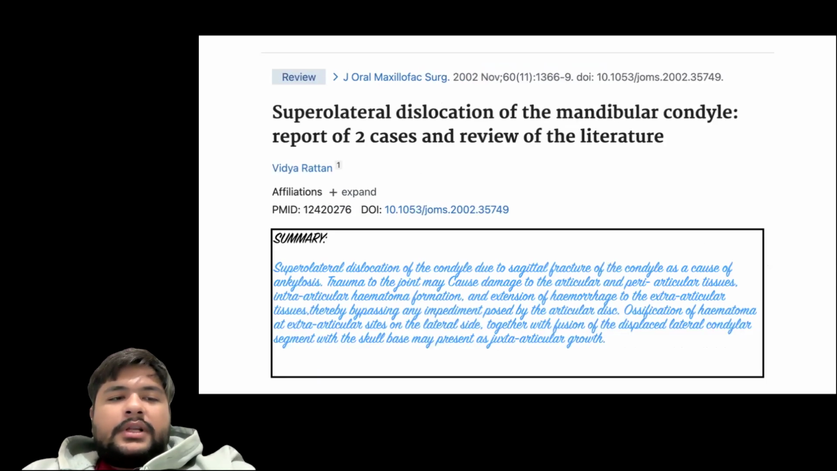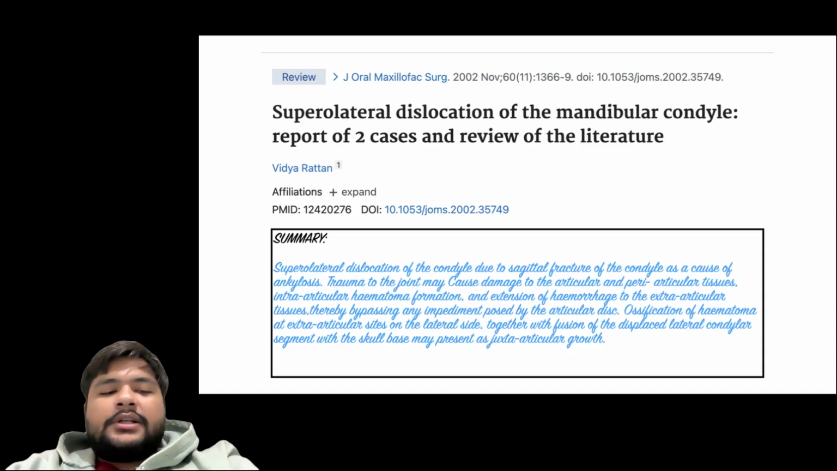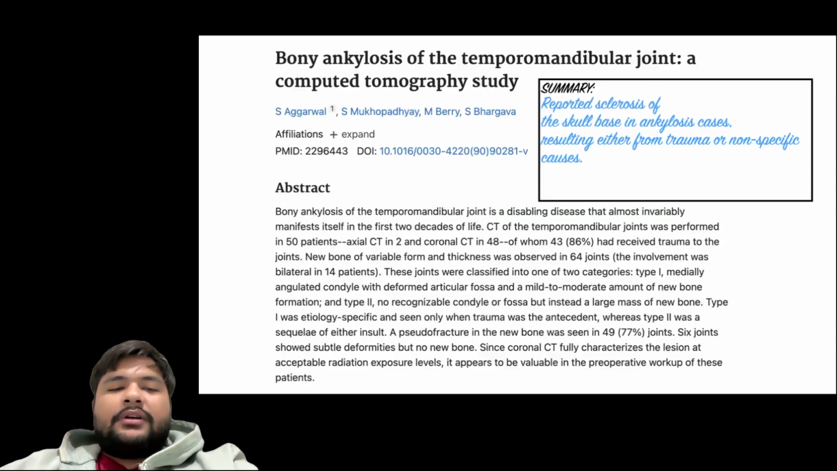Then this was another article: supralateral dislocation of the mandibular condyle, report of two cases and review of the literature. The summary I have written here below. Superolateral dislocation of the condyle due to sagittal fracture of the condyle is a cause of ankylosis. Trauma to the joint may cause damage to the articular and periarticular tissues, intra-articular hematoma formation, and extension of hemorrhage to the extra-articular tissues, thereby bypassing any impediment posed by the articular disc. Ossification of the hematoma at extra-articular sites on the lateral side, together with fusion of the displaced lateral condylar segment with the skull base, may present as a juxta-articular growth.